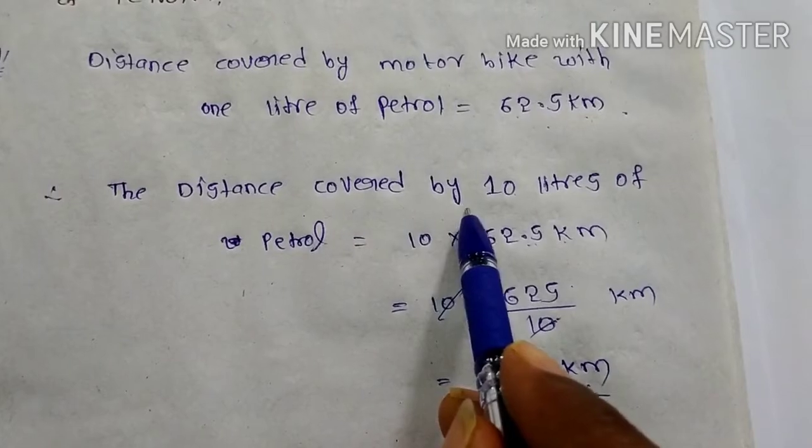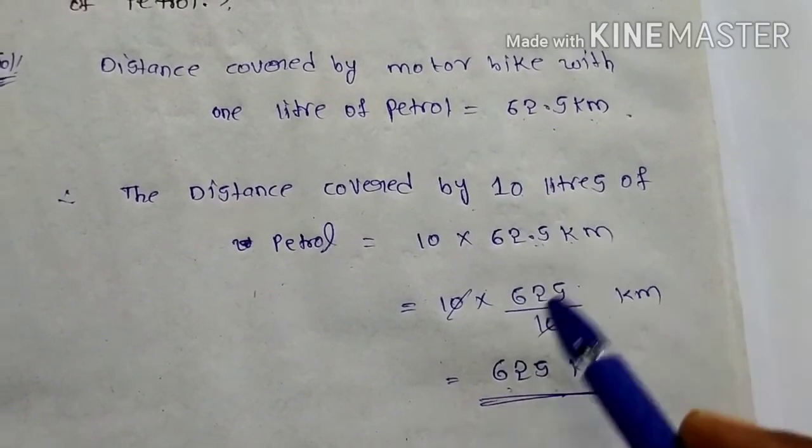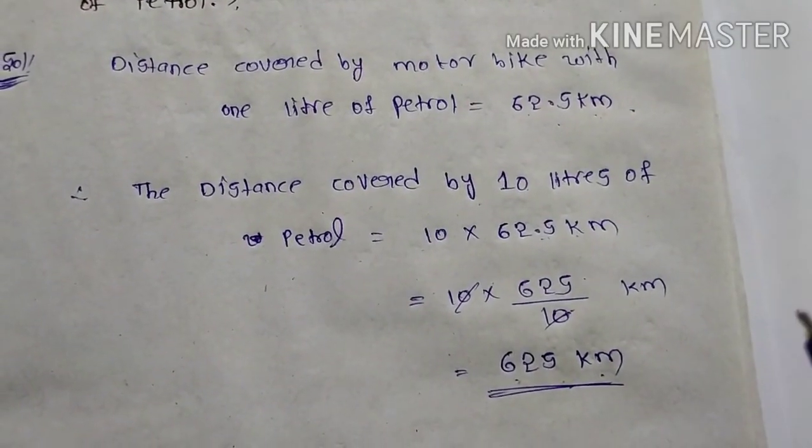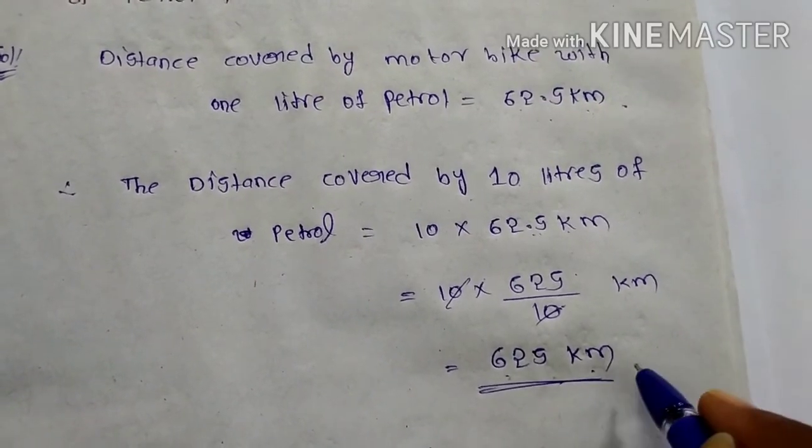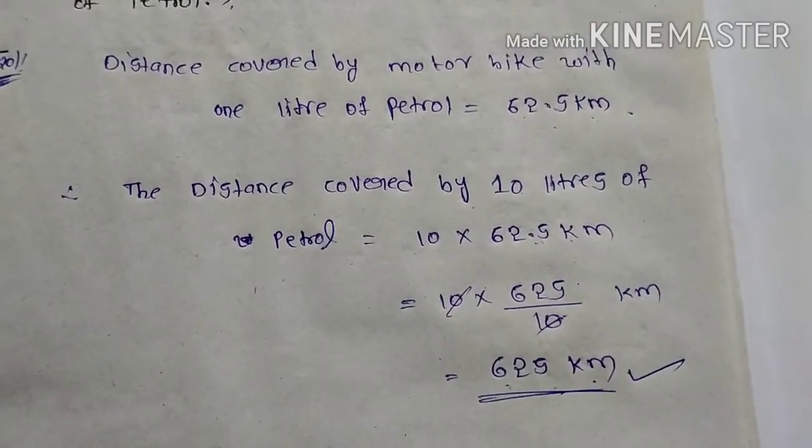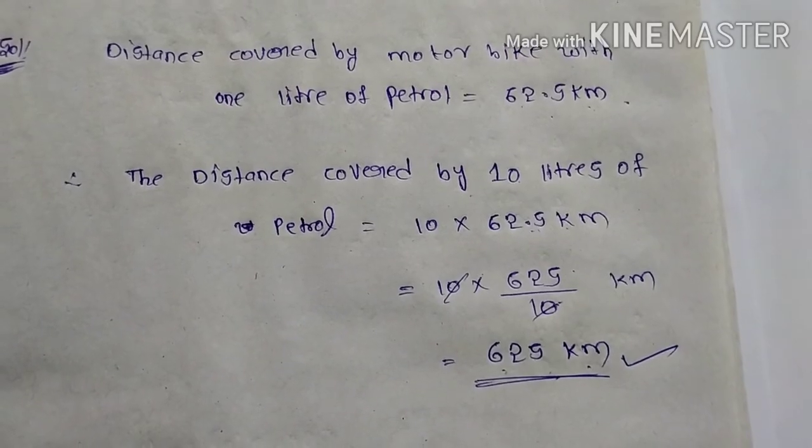The distance covered by a motorbike with 10 liters of petrol is equal to how much? 625 kilometers.